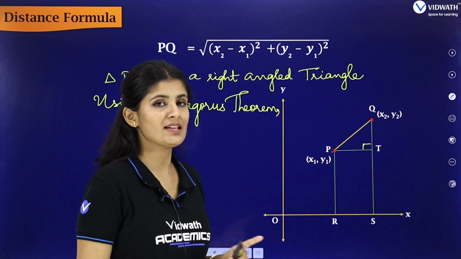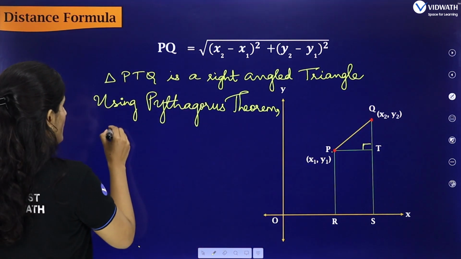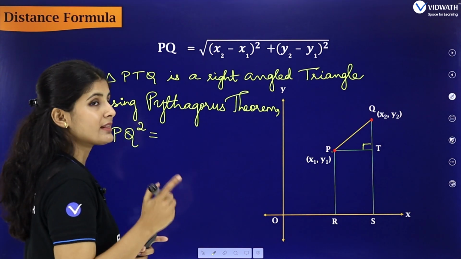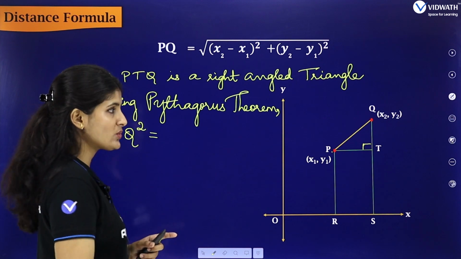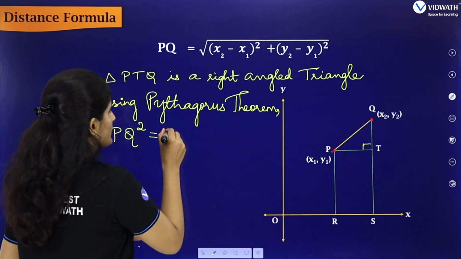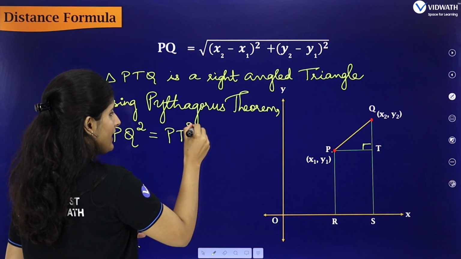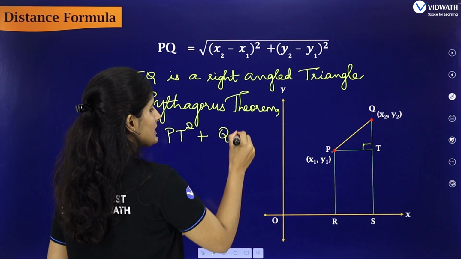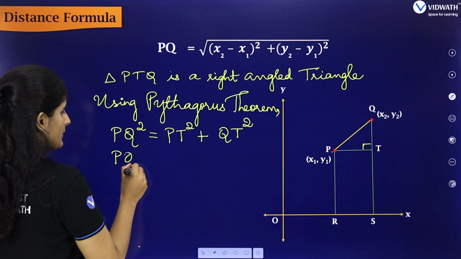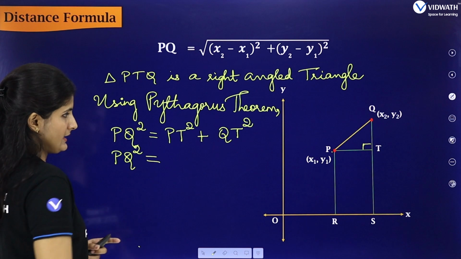Therefore, the hypotenuse is PQ. So, hypotenuse squared is equal to the sum of the square of the other two sides. The other two sides are PT and QT. PQ square is equal to PT square plus QT square. PQ is the distance that we are supposed to find, so I'll keep it as it is.